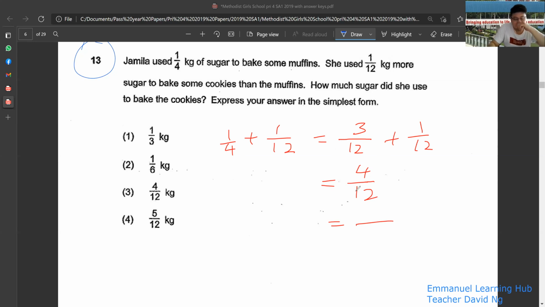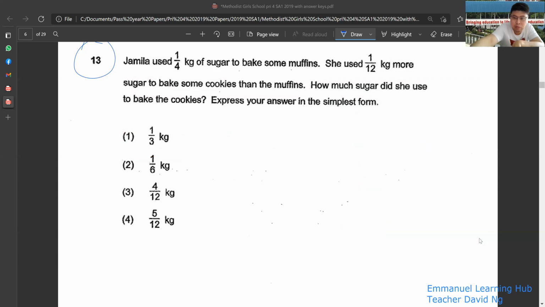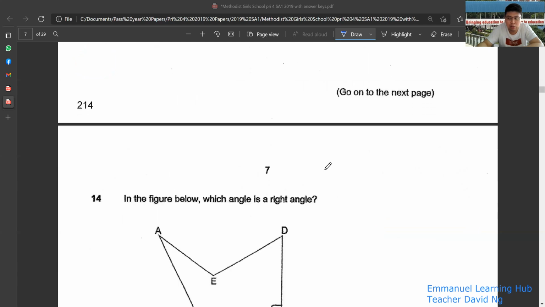So 4 over 12 is how many in lowest form? 1 over 3. Divide by 4. So the answer is number 1, 1/3. Clear? Yes. You clear, I move on.